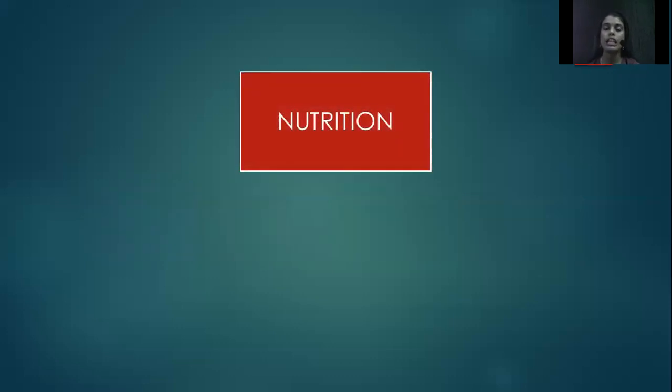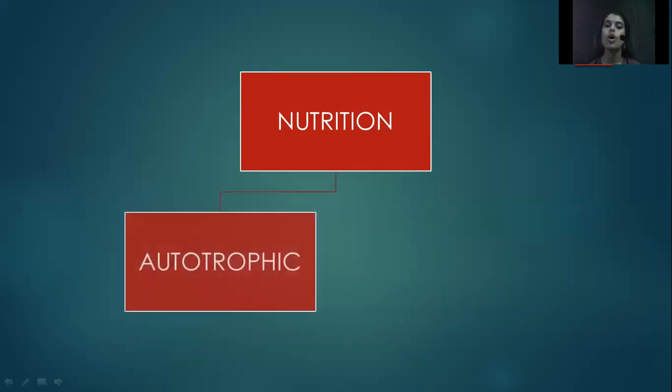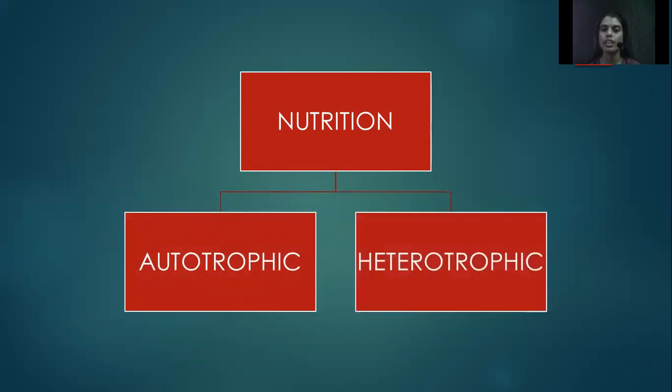What is nutrition? The process in which the food is taken from the source and is supplied to the place where the maintenance is happening. This is called nutrition. Different organisms have different processes for the intake of nutrition, right? So what happens in nutrition in plants? Nutrition in plants is autotrophic, and nutrition in animals is heterotrophic. So we have two different types of nutrition, autotrophic and heterotrophic.